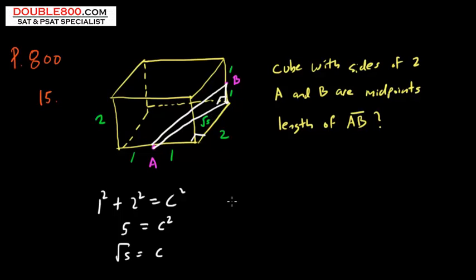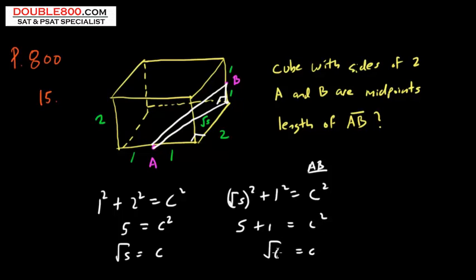And it's just one more time Pythagorean theorem. So now it's root 5 squared plus 1 squared equals c squared, and c squared is the AB line we're looking for. And this is going to be 5 plus 1 equals c squared, and c is root 6. And that's it. The answer here is D.